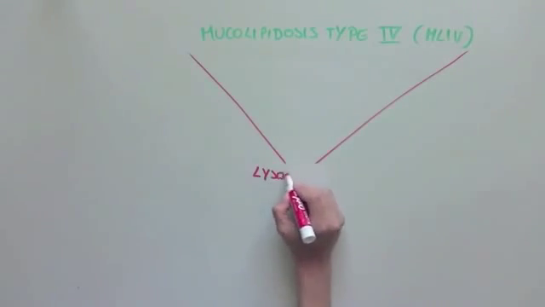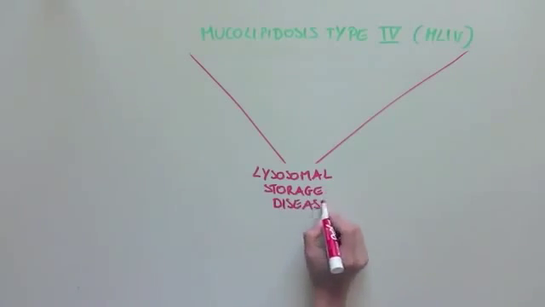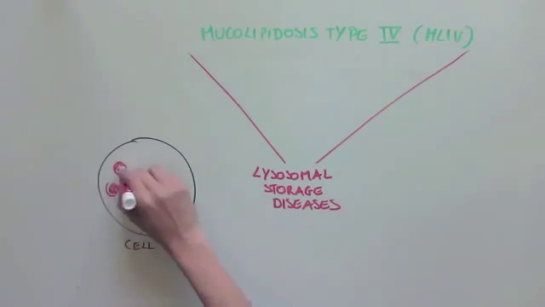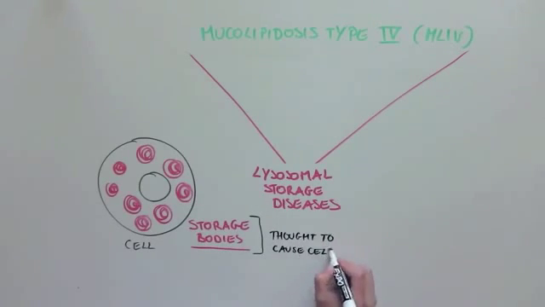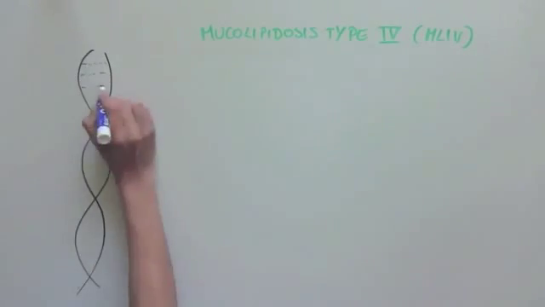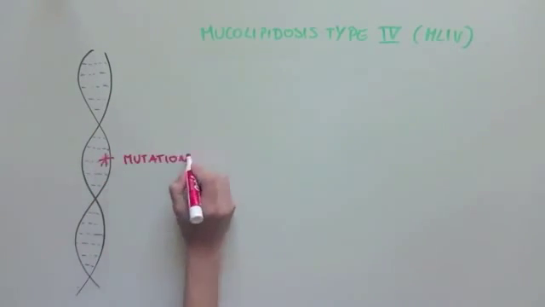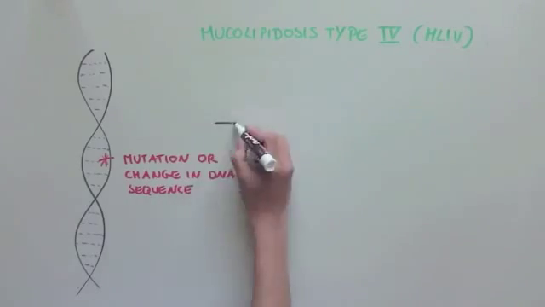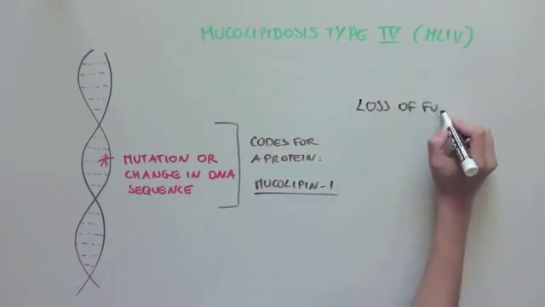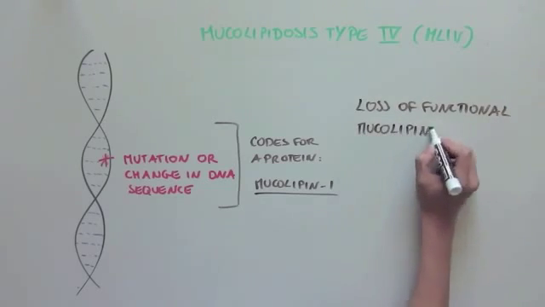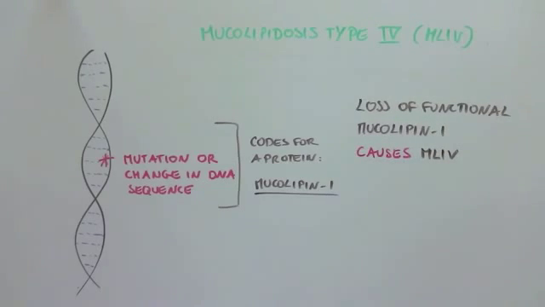ML4 is part of a group of diseases called lysosomal storage disorders, which are all characterized by accumulation of material inside cells that we call storage bodies. It is thought that the storage bodies are causing the death of the neurons. ML4 is caused by a mutation, or a change in the DNA sequence, that codes for a protein called mucolipin-1. The mutation makes a non-functional mucolipin-1 protein, which causes ML4 disease.